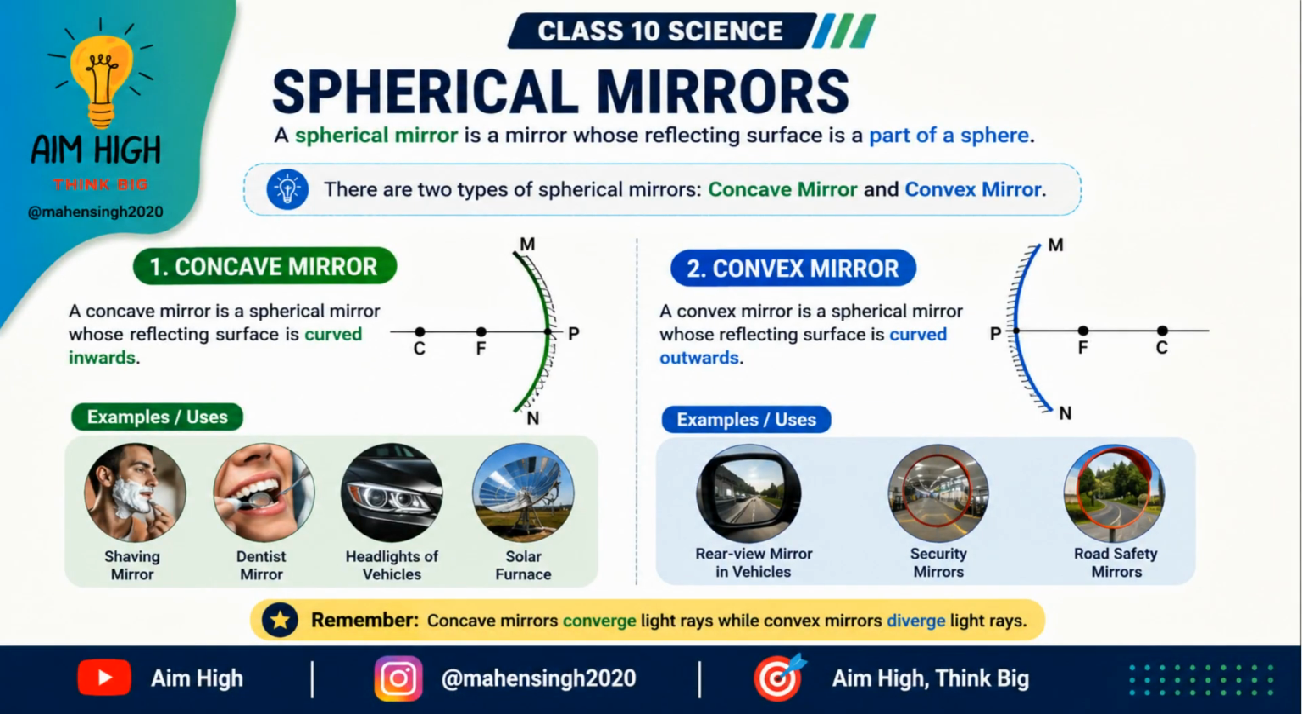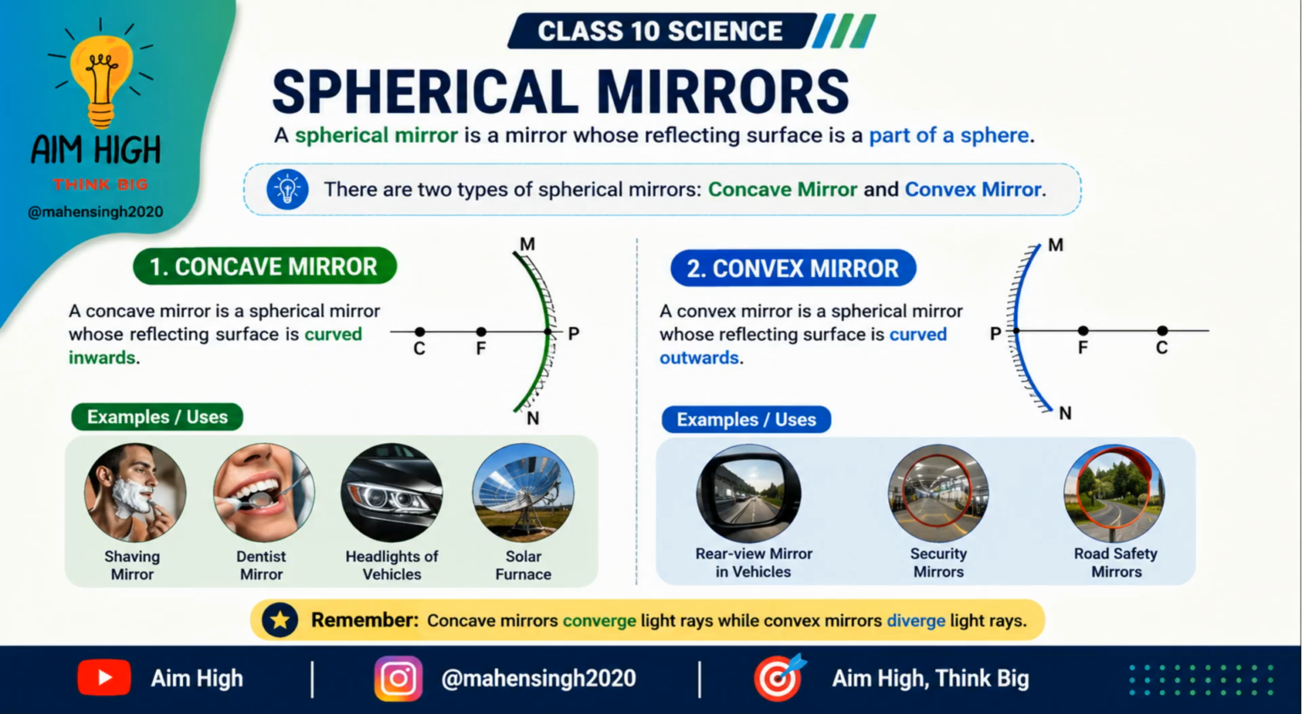Students, mirrors whose reflecting surface is curved are called spherical mirrors. These mirrors are parts of a hollow sphere. There are mainly two types of spherical mirrors, concave mirror and convex mirror. A concave mirror has its reflecting surface curved inward, while a convex mirror has its reflecting surface curved outward.